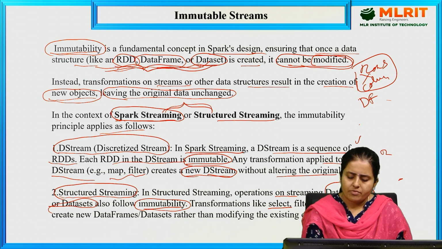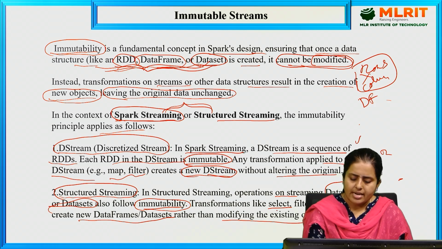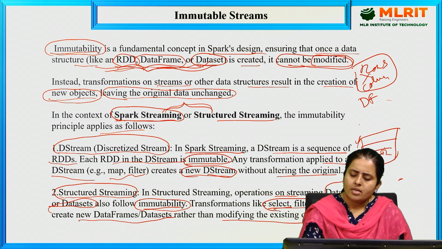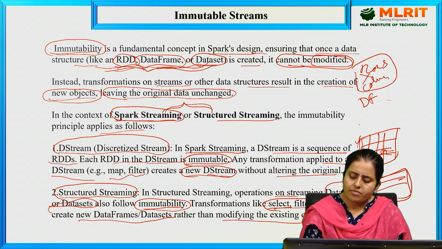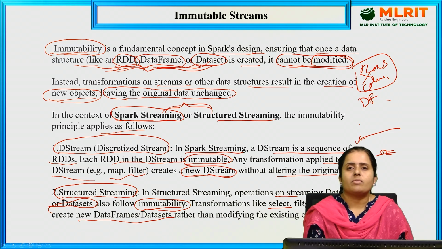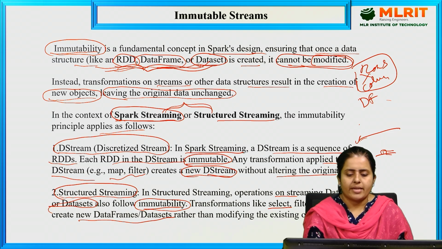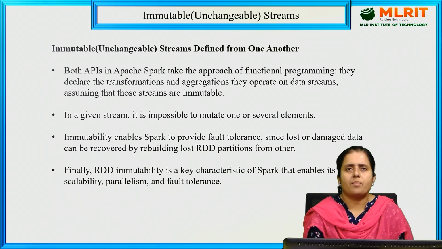Transformations like select, filter or group by create a new DataFrame or Dataset rather than modifying the existing ones. If we apply transformation functions like select, filter or group by, new rows and columns are created in another DataFrame instead of changing the existing data. These DataFrames are created as new objects. This is the fundamental concept in Spark design. Now we'll go deeper into immutability.